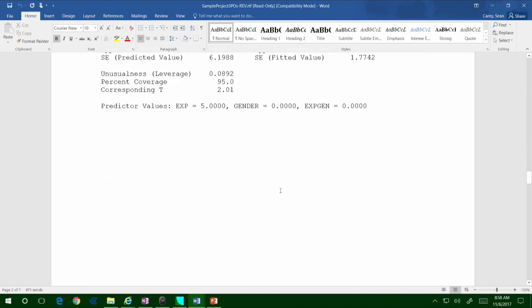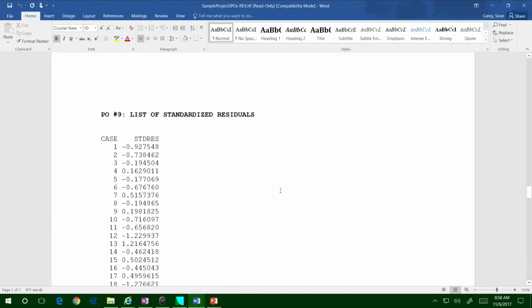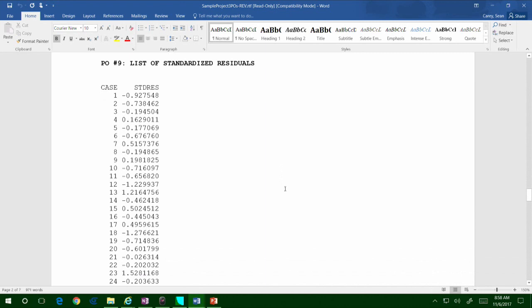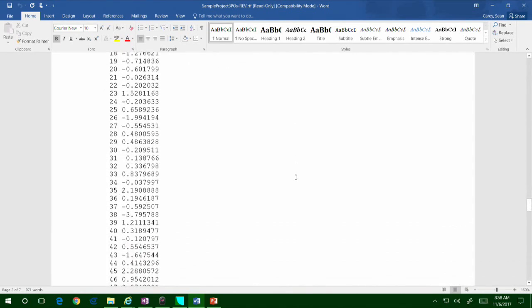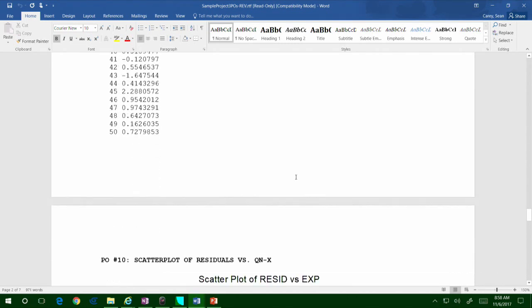And then the rest of it is the residual analysis stuff. Actually, yeah. So printout number 9 is a list of your standardized residuals. Remember, you're looking for y outliers here, so any number with absolute value greater than 3. I think I have one y outlier. Looks like around observation number 38 is a y outlier. I have a couple suspect.